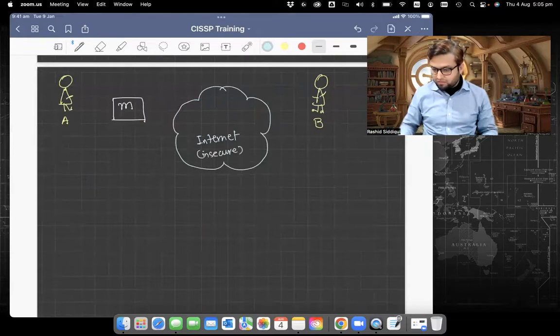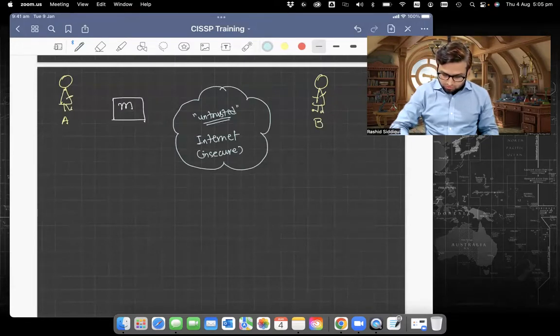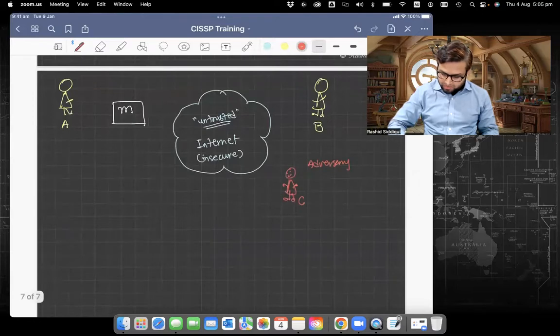I will just put this in brackets: non-secure, or there is another common word, which is untrusted. You can't trust this network, right? Now, let's introduce one more character here, which is a user C. And this user is basically an adversary. It's an attacker, or a bad guy. Attacker, whatever word you want to use here.